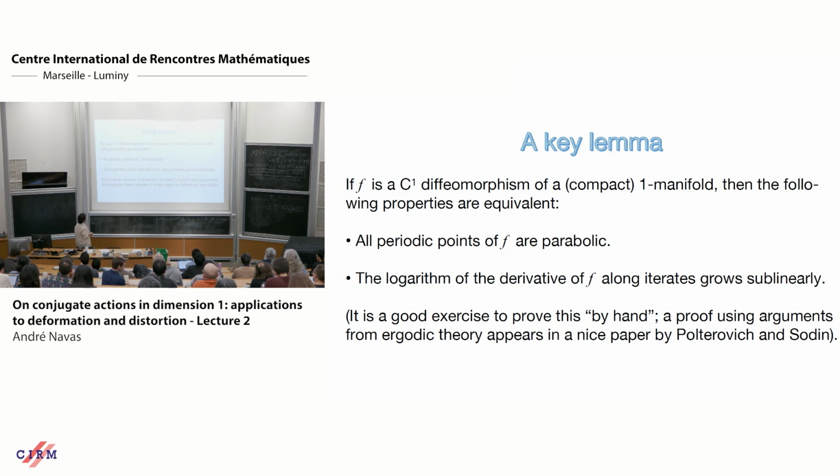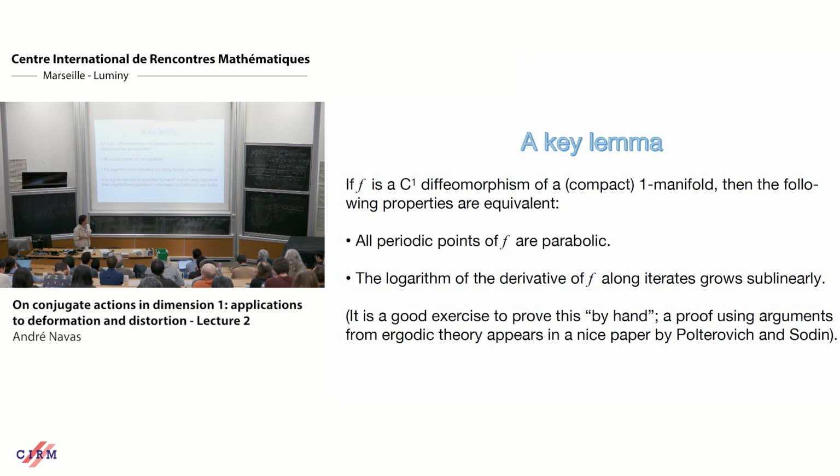The logarithm of the derivative of the iterates of f grows sublinearly is equivalent to the fact that the periodic points of the map are parabolic. So the only obstruction in order to perform this procedure is the parabolic fixed points. Okay, this is a good exercise. I mean, this can be proved by hand.